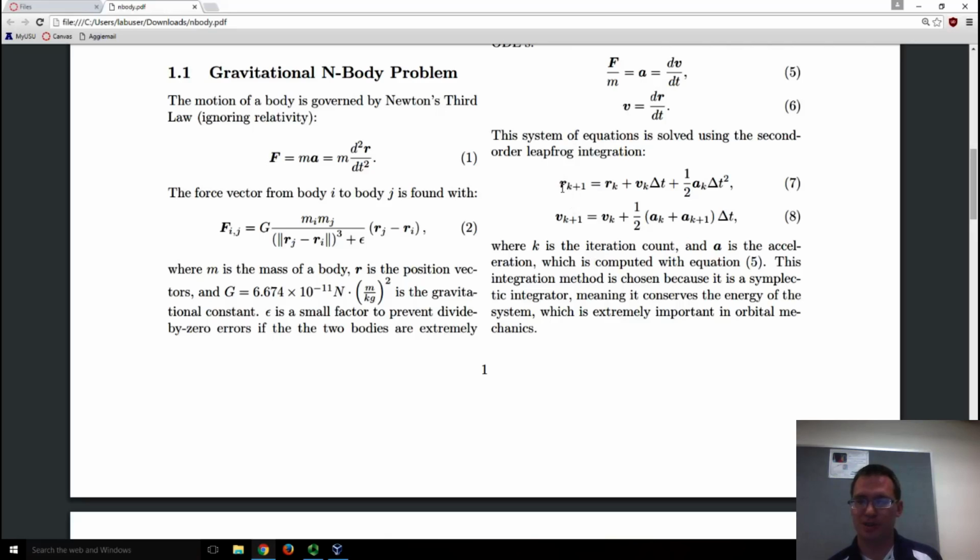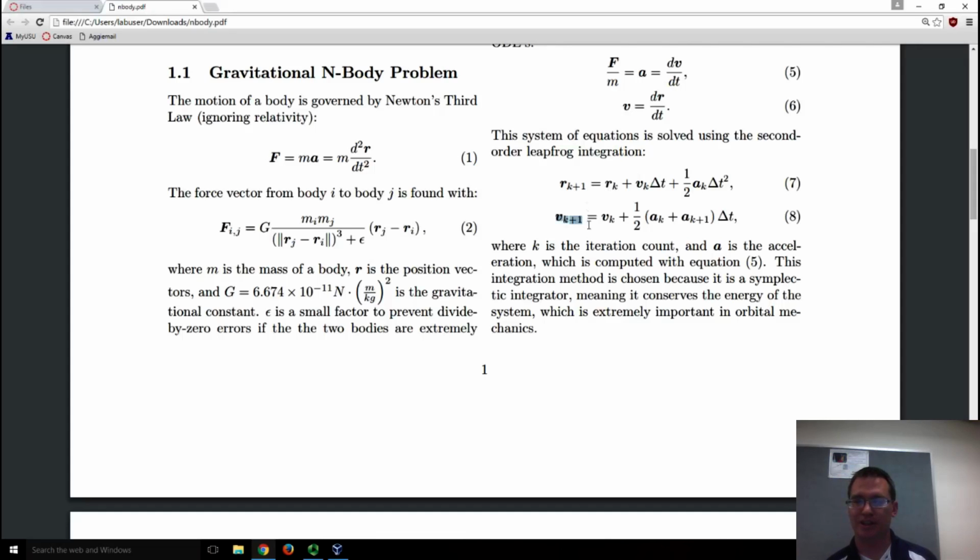So the new position, r at k plus 1, is equal to the current position, plus the velocity times the delta t, the time step, and then half of the current acceleration vector times delta t squared. And what's funny is this looks an awful lot like the parabolic trajectory equation from high school physics. Remember? I just thought that was a nifty coincidence.